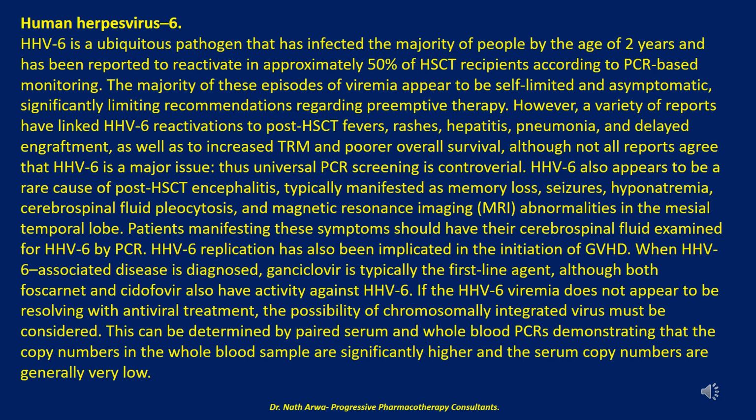When human herpes virus 6 associated disease is diagnosed, acyclovir is typically the first-line agent, although both foscarnet and cidofovir also have activity against human herpes virus 6. If the human herpes virus 6 viremia does not appear to be resolving with antiviral treatment, the possibility of chromosomally integrated virus must be considered. This can be determined by paired serum and whole blood PCRs demonstrating that the copy numbers in the whole blood sample are significantly higher and the serum copy numbers are generally very low.